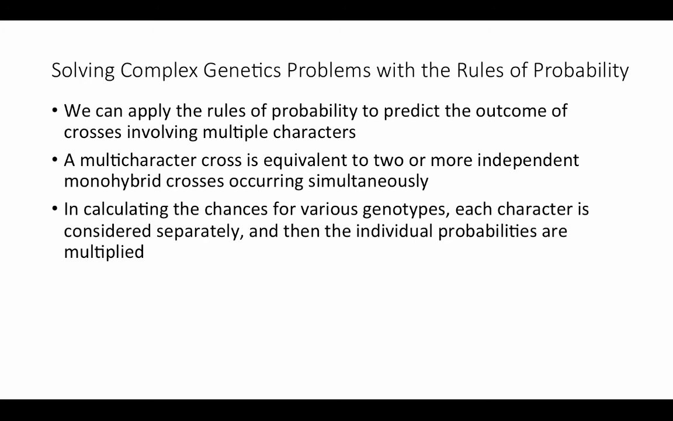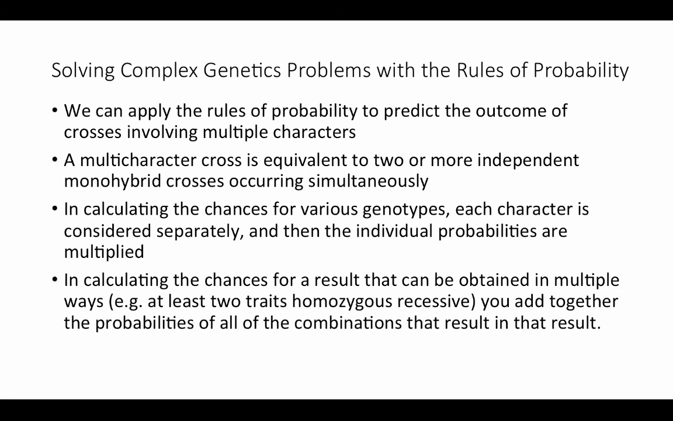So if you want to know the probability of getting all of these separate genotypes, this and that, you multiply together. If you want to know the chances for a result that can be obtained in multiple ways, for example, the example in your book was at least 2 traits that are homozygous recessive among whatever number of traits you're looking at, then you calculate all the different ways that you can get that outcome and then add together those probabilities. So getting this or that, you're going to add the probabilities together.